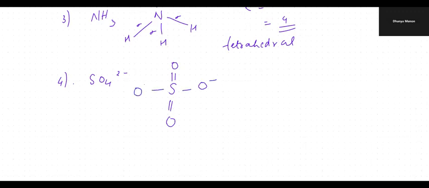So lone pair is 0. There's a sigma bond here, here, here, and here. So Z is equal to 4 sigma bonds plus 0 lone pair. So 4 means sp3. What is the geometry? Tetrahedral.